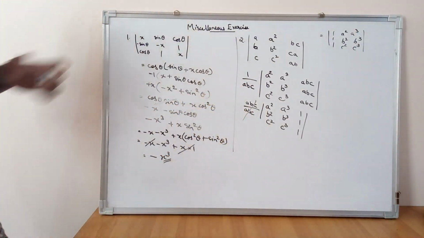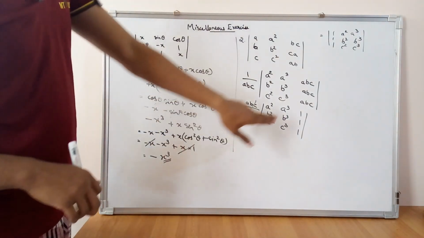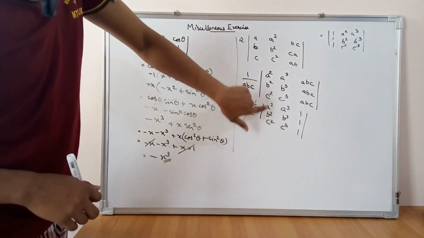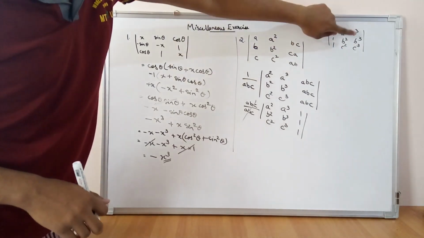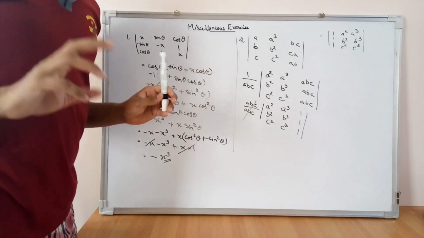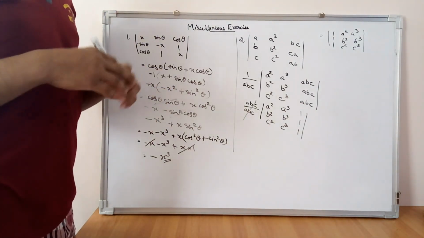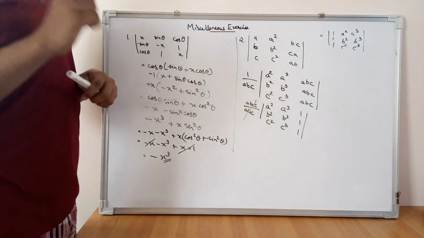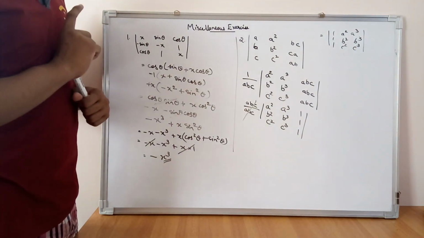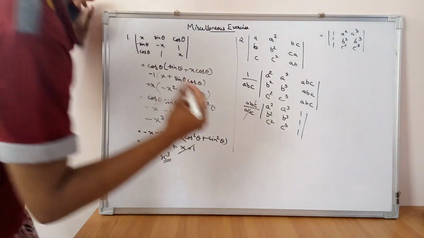So this is cancelled, however. Now we need to just see the remaining part, what is going to happen. So we have 1, 1, 1, and a square, b square, c square, a cube, b cube, c cube. But it is not in the proper order, so we need to just rearrange that. The properties say that if you interchange any two rows or columns, the sign of the determinant changes. So if I change any two of these, the sign will change.